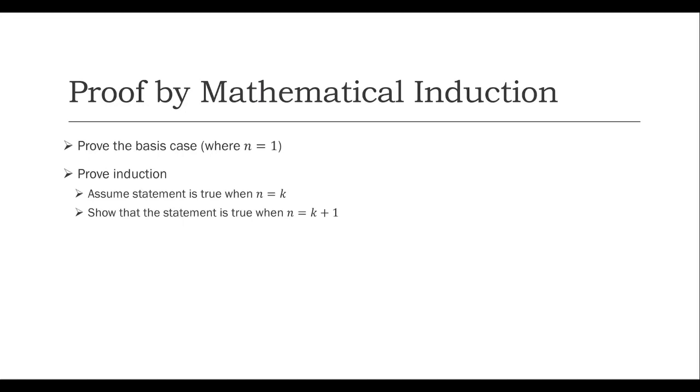So for this form of proof, you start by proving the basis case, the initial one where n equals 1. And then you'll prove the induction. To do this, you assume that the statement is true when n equals k, and then you show that it's true when n equals k plus 1. So you'll plug in k, and you'll plug in k plus 1 and show that it's true. And this will make more sense as we do an example.